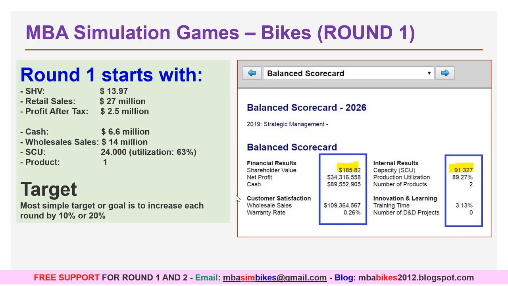$13.9, retail sales of 27 million, profit after tax of 2.5 million, cash of 6.6 million, wholesale sales of 14 million, and most importantly, production capacity.